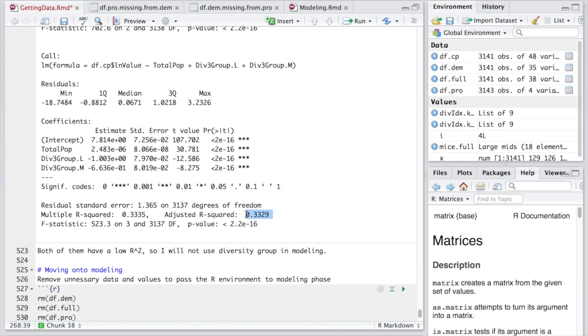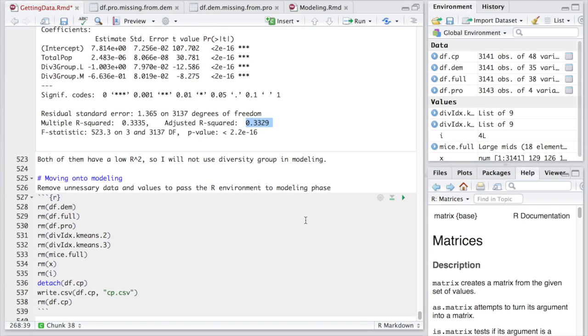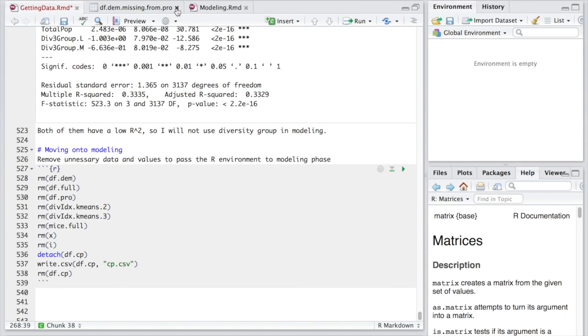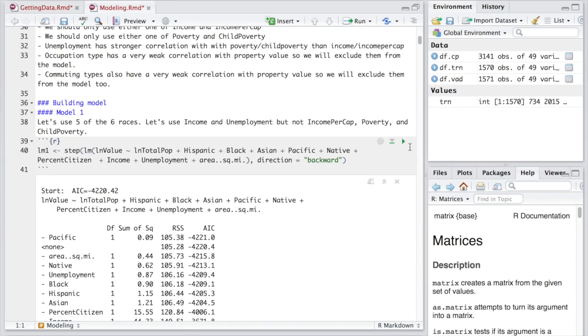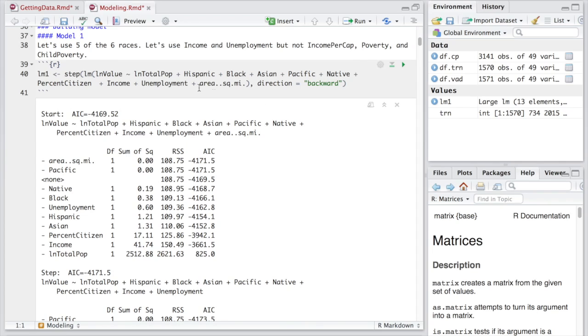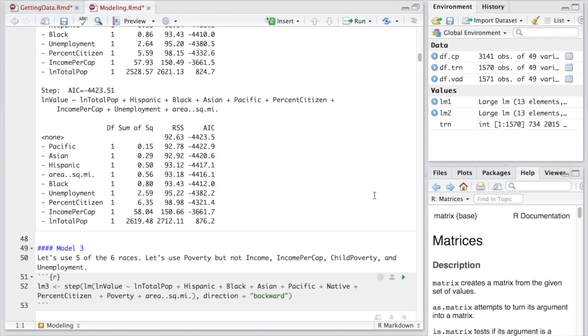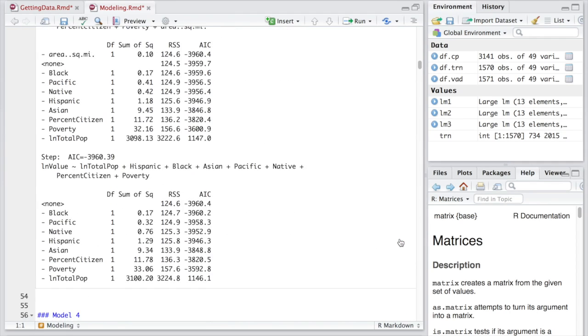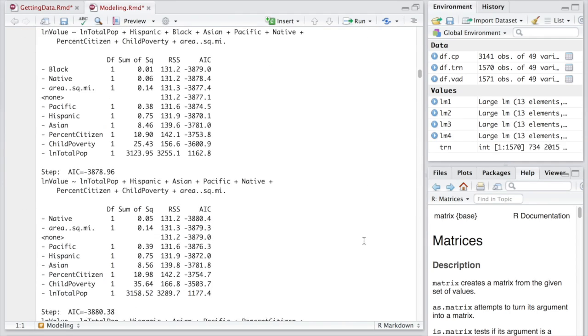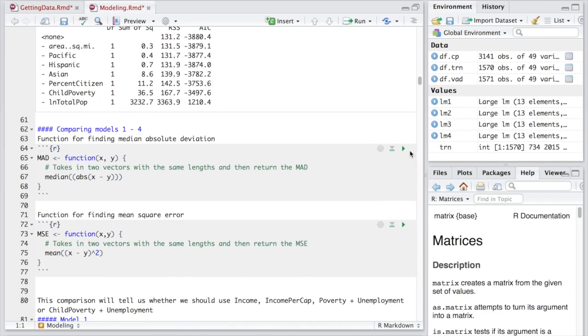Now, we'll move on to the modeling phase. I'll break up the complete dataset into the training dataset and validation dataset randomly. I'll build 4 linear regression models first, all of which will use the total population, the racial compositions, the percent citizens, and the area of a county. For the first model, I'll also use income and unemployment. For the second model, I'll use income per capita and unemployment. For the third model, I'll use poverty. For the fourth model, I'll use child poverty.